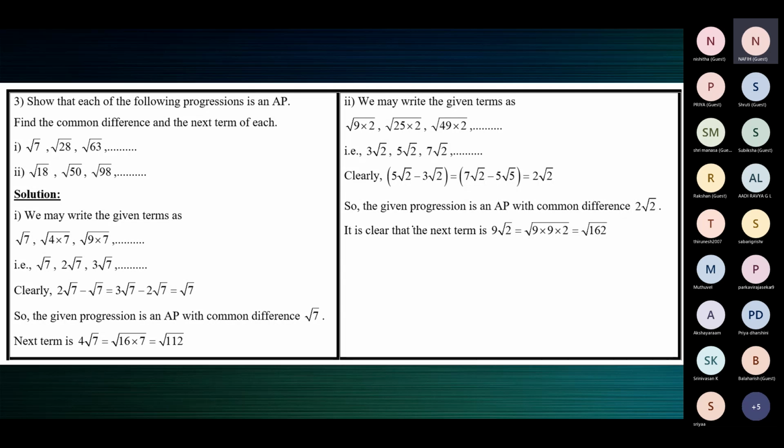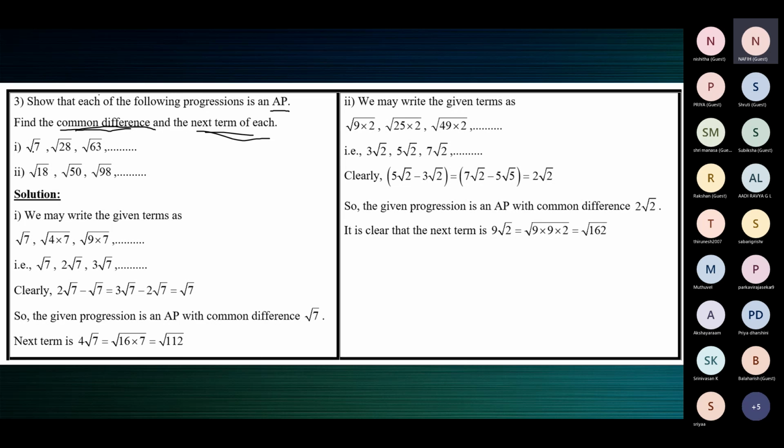Maybe I'll just do one of it. Look at the first one. The heading is: show that each of the following progressions is an AP. First we'll have to show that the progression is an AP. Then if it is an AP, you should find the common difference and also the next term of each.